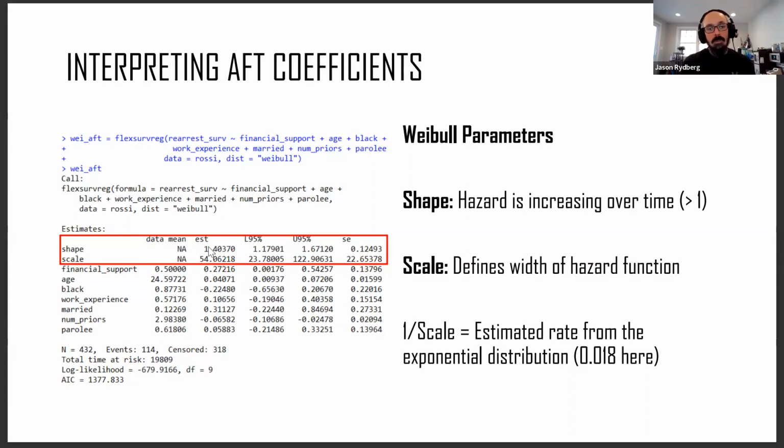First, we do get the estimates for the scale and the shape parameters. Because the shape is greater than 1, that suggests the hazard is increasing over time. Again, it makes sense. It's what we saw. And the scale defines the width of the hazard function. You can think about it in terms of how quickly it's accelerating or decelerating. And then we can recover, 1 divided by the scale gives us that estimated rate from an exponential distribution.